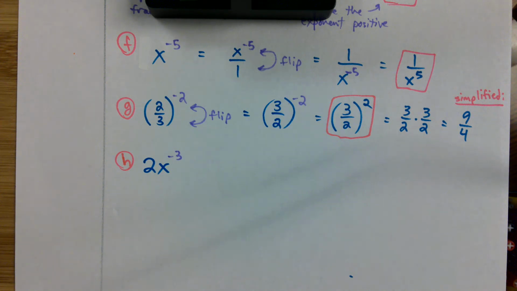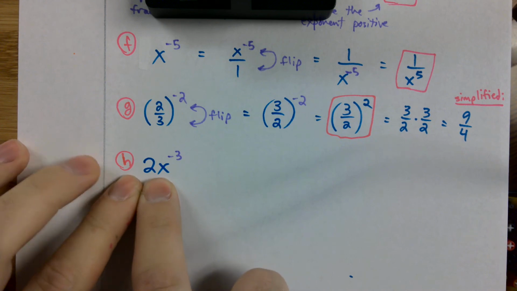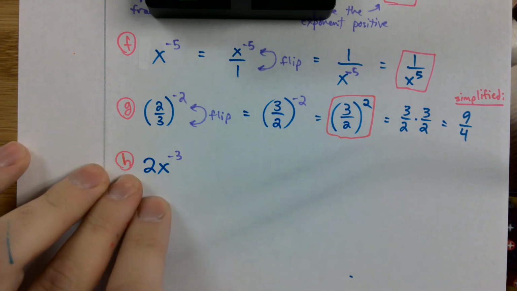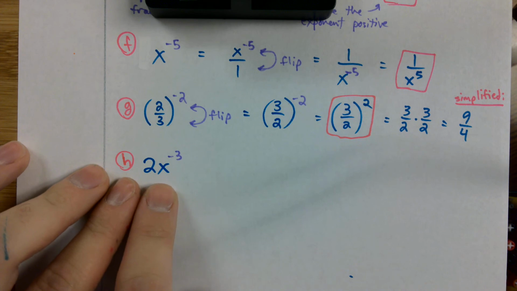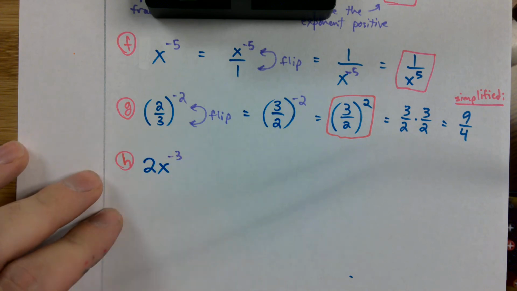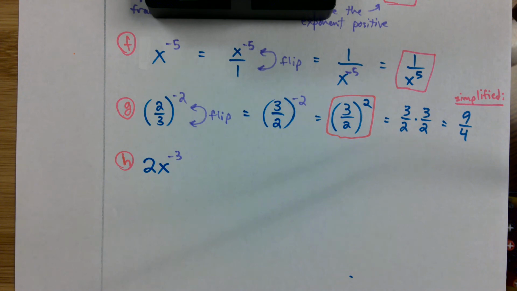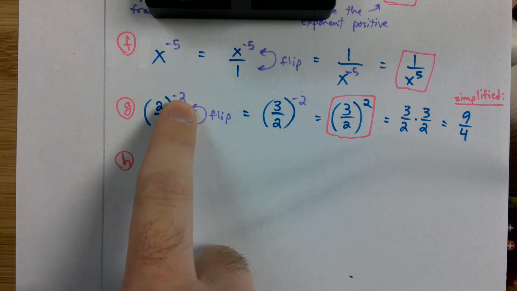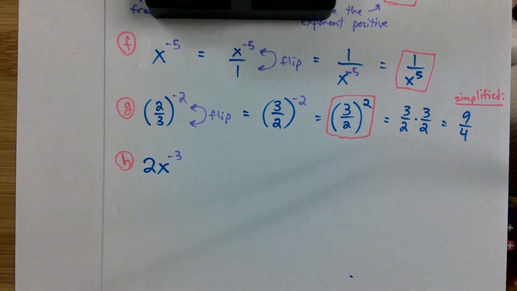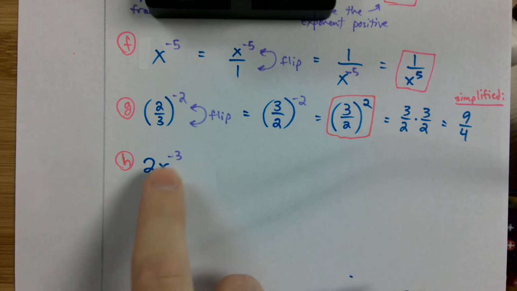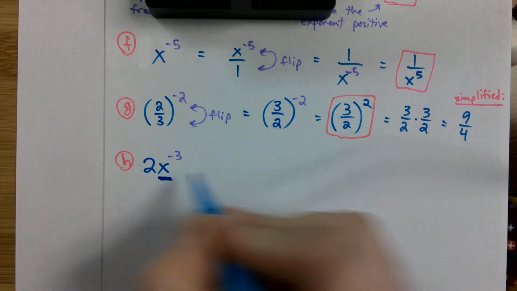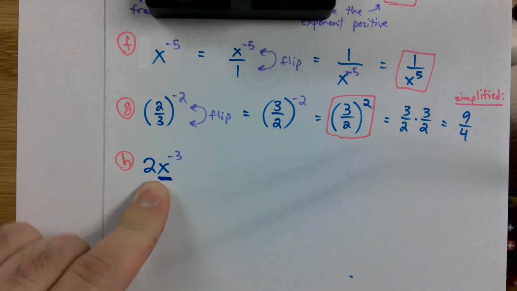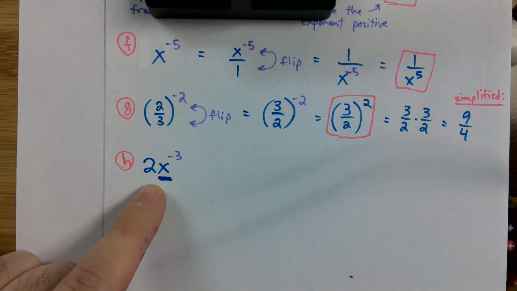So, this is where it gets a little confusing. So let's make sure we're paying as much attention as possible. What do we notice that's different between G and H, besides the fact that we don't have a fraction? Jordan? There's no parentheses, right? So up here, that -2 applied to the whole fraction, the numerator and the denominator. But here, it only applies to x. -3 is only attached to our variable. Why is that important? Well, let's see.